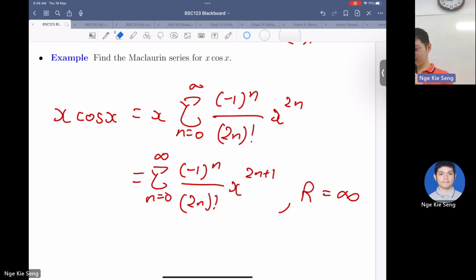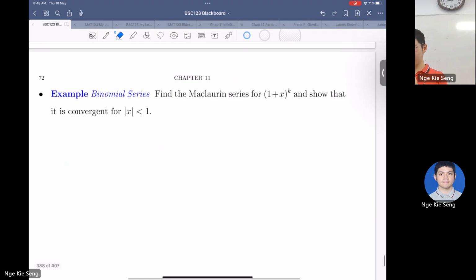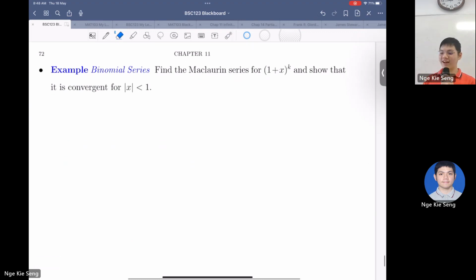How about we do the last, hardest one? Then we'll take a break. Find the Maclaurin series for (1 plus x) to the power k. This one is some power k. And show that it is convergent for x within 1. Okay, the radius of convergence is 1.